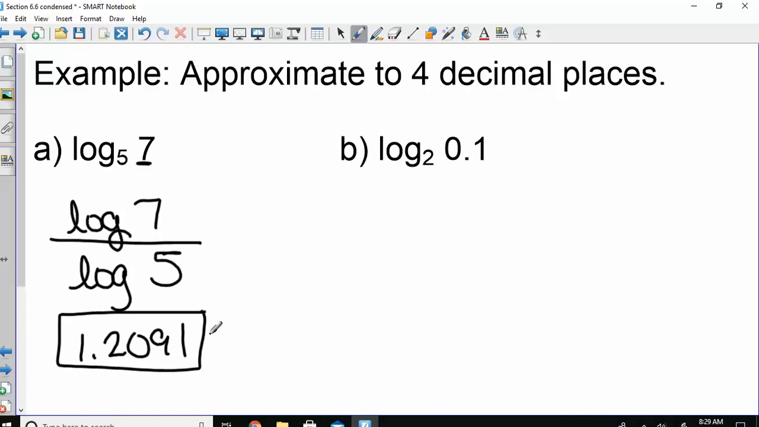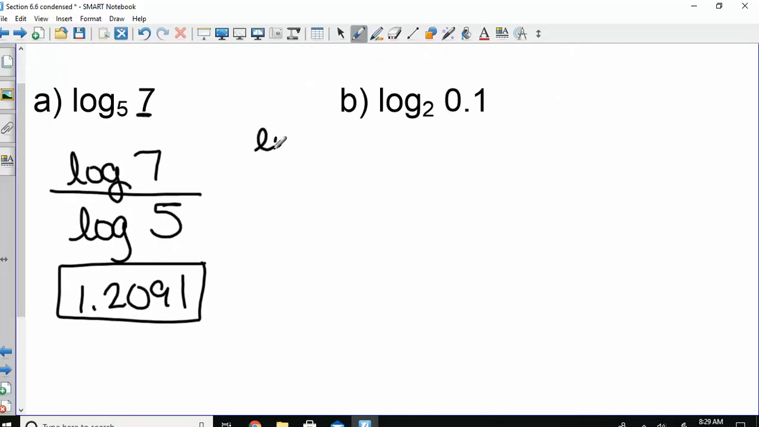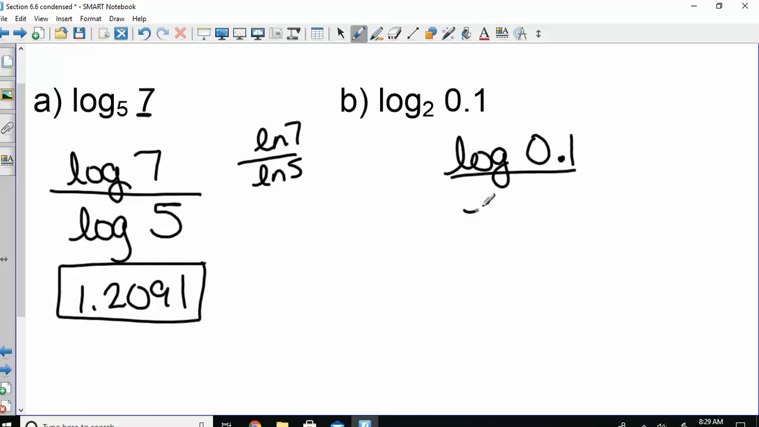You can also, if you typed in the natural log of 7 over the natural log of 5, you get the exact same thing. So it doesn't matter which one you pick. So B, how would I write that one? Okay. So log 0.1 divided by log 2. We get 3.3219.